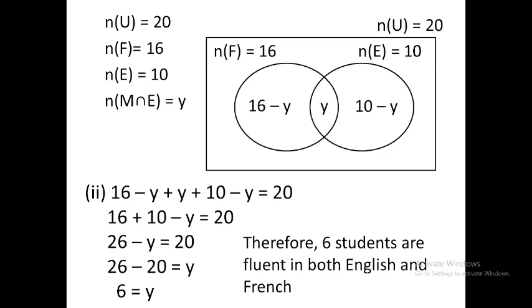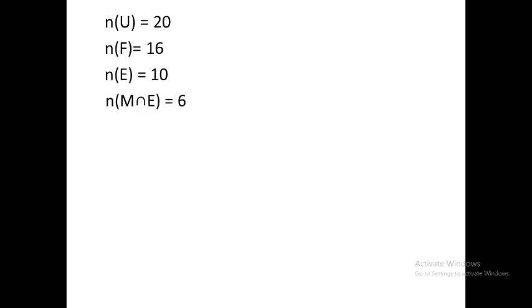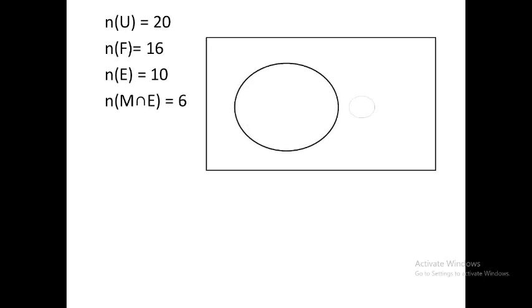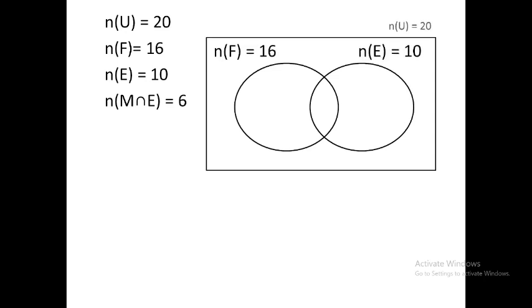Like we confirmed earlier, let's confirm to see if everything will be equated to the universal set. We are just proving. And so let's collect the information again. The universal set 20, French 16, English 10, and this time around our intersection becomes what? 6. Let's get the rectangle, a new one. Good. Our circle, and then the other circle. Good. Let's fix in the French, the English, and the universal set.